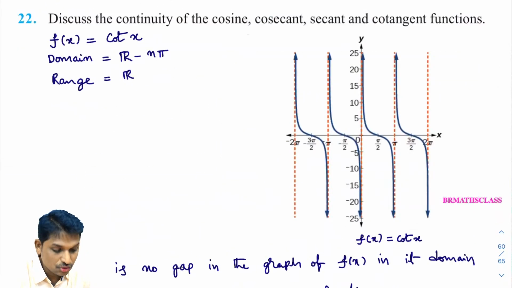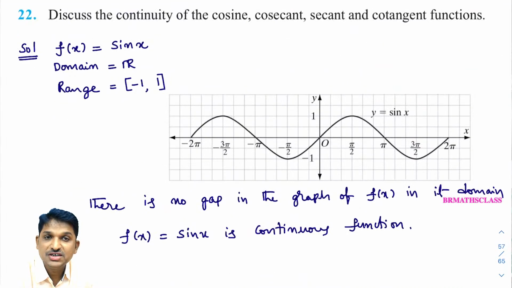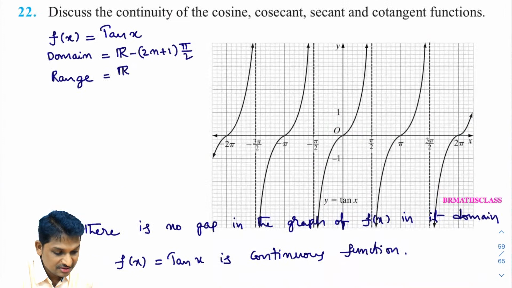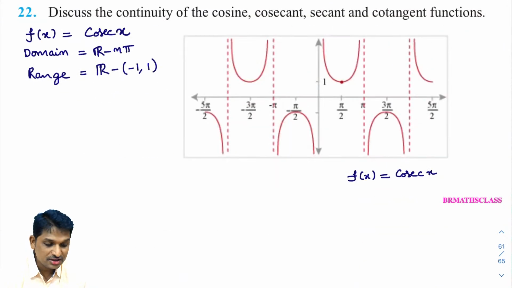Right. So, we discussed sin x. Sin x is a continuous function. Yes, it is continuous in its domain. And we discussed this cos x function. It is a continuous function. Yes. And see this tan x. It is a continuous function. And see this one, cot x. This is a continuous function. And not only these, all trigonometric functions are continuous functions.